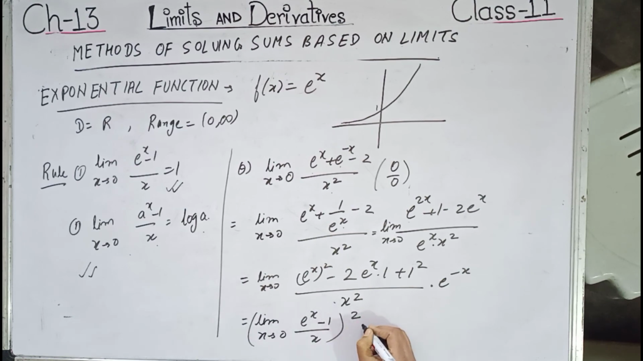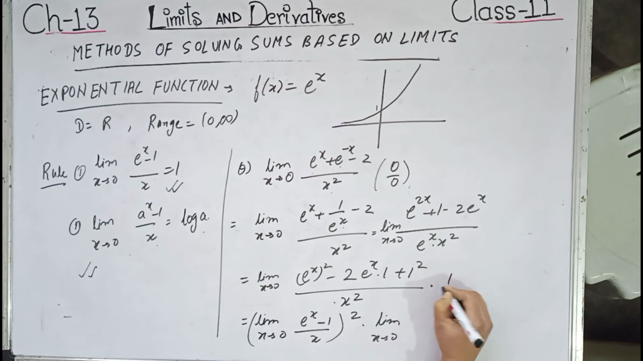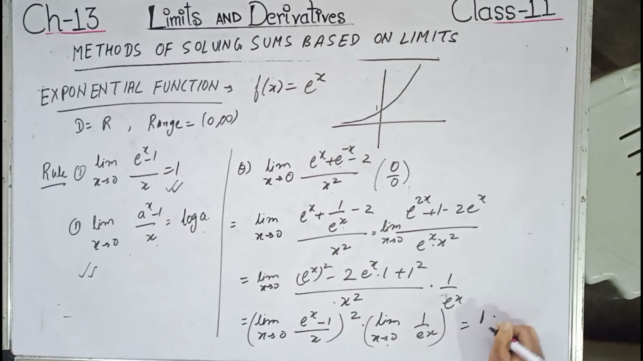Into limit x tending to 0, e to the power minus x. Or, if you are confused, we can write 1 by e to the power x. Now this limit x tending to 0, (e to the power x minus 1) by x is 1. So I can write over here 1 into 1 by e to the power 0, which is 1. So this will be equal to 1. I think you understood this solution.